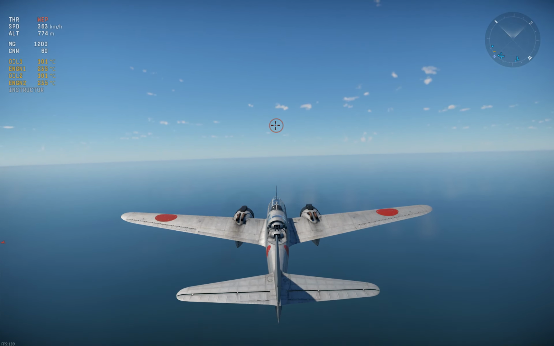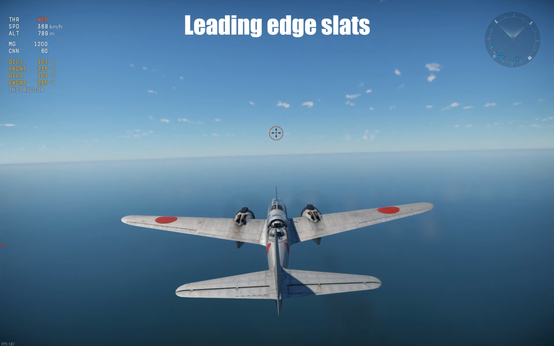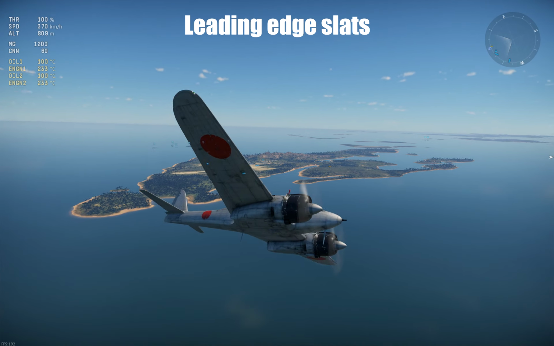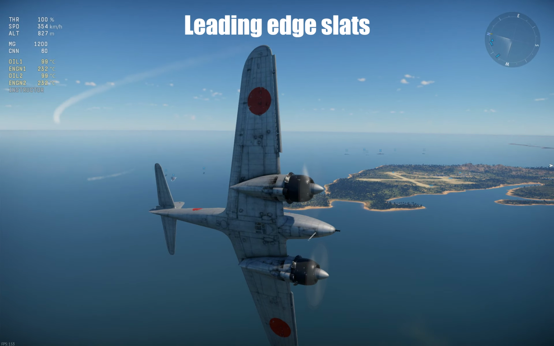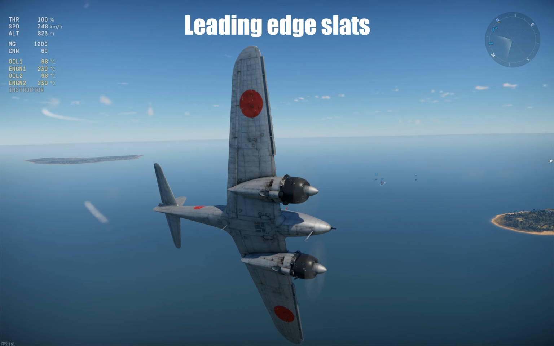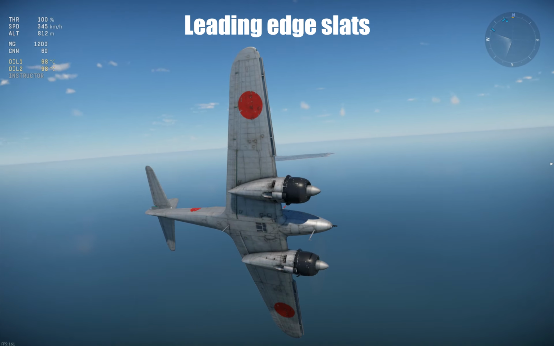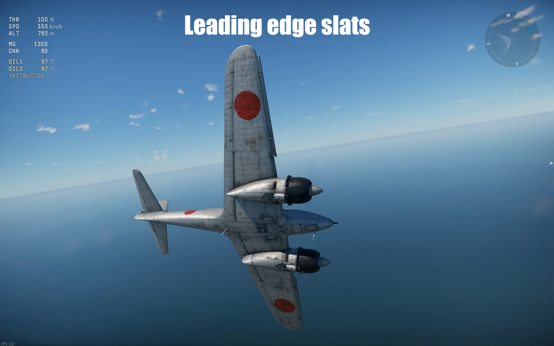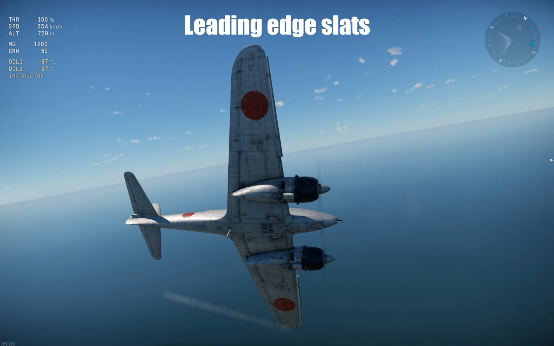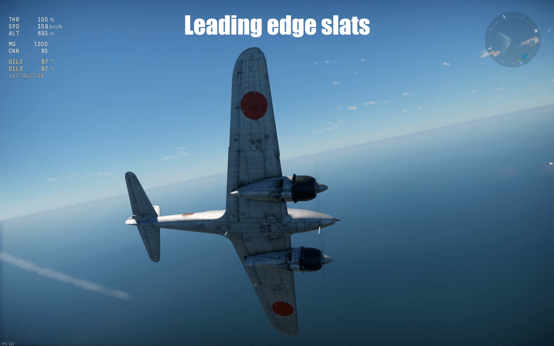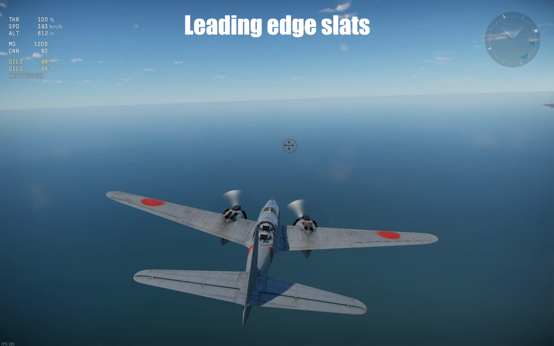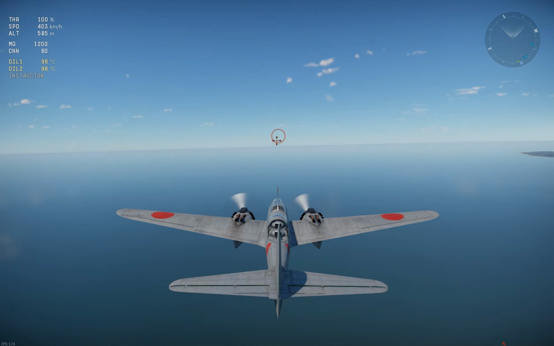Some planes also have leading edge slats placed on the front of the wing, extending forward. Some planes in War Thunder also have those, like some BF-109s and some Japanese planes, amongst others. You don't control them manually, they are spring loaded. Air pressure determines if they're being extended or not, so in a turn they would extend because of lower air pressure and retract when you gain speed and fly straight.